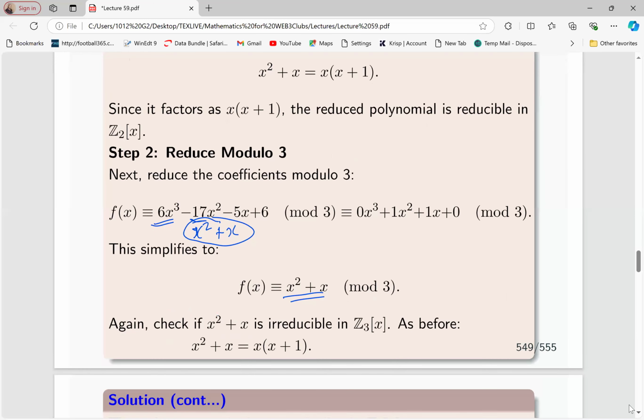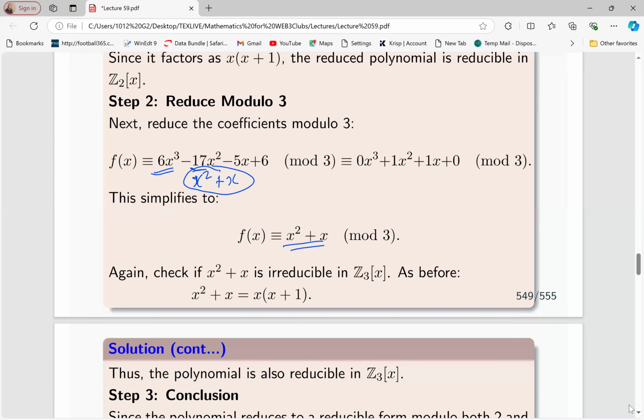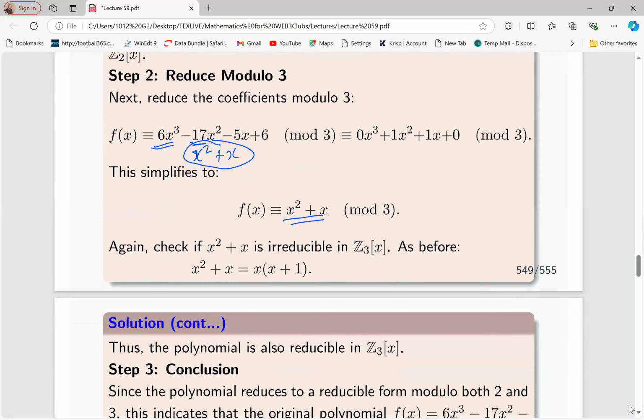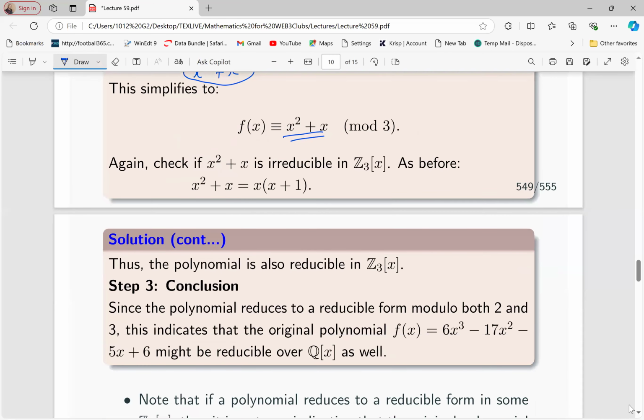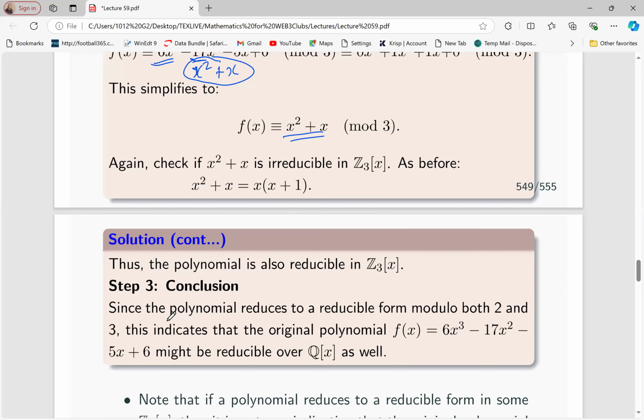So two prime numbers have given us the same result, a new polynomial that can be factorized. Since they have given us the same indication, we can say that the original polynomial is also reducible.